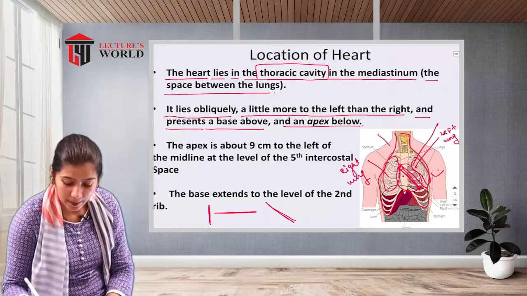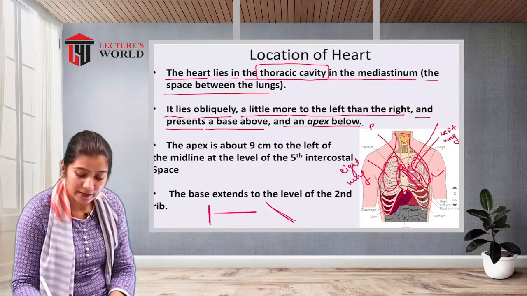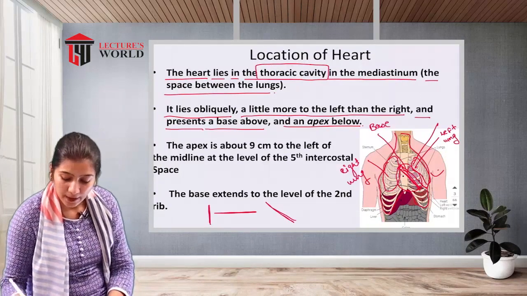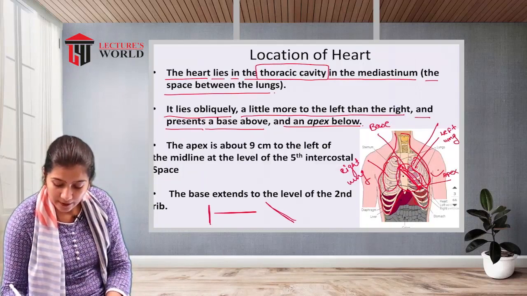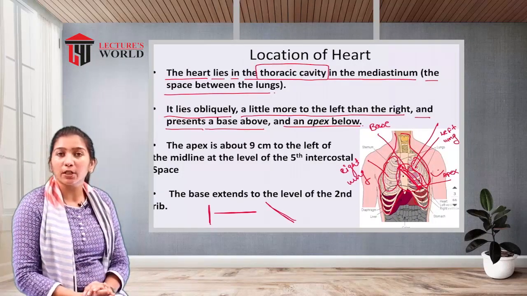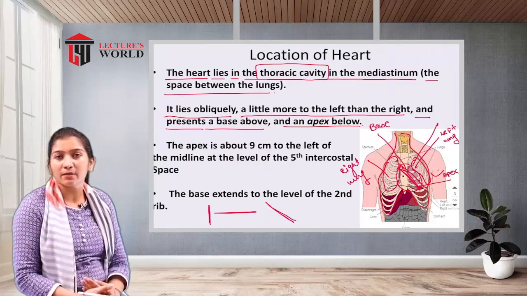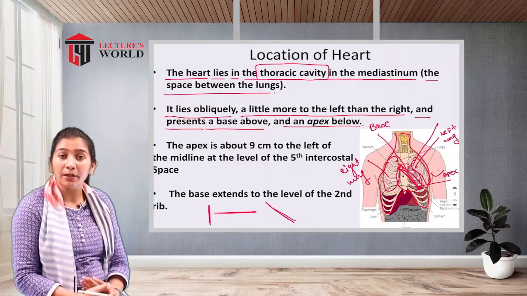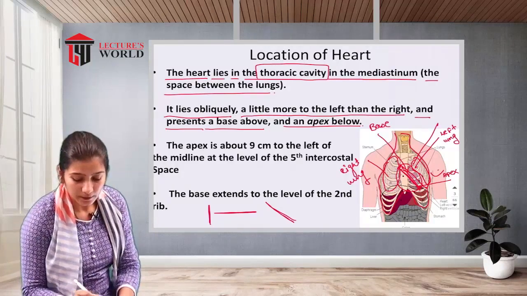The upper portion of the heart is known as the base, and the lower portion is known as the apex. It is the opposite of other organs. Ideally the lower portion is called the base, but when it comes to the heart, the upper portion is known as the base, whereas the lowest portion of the heart is known as the apex.